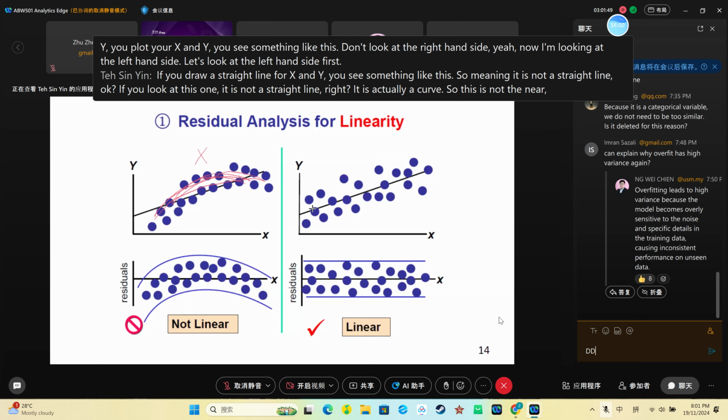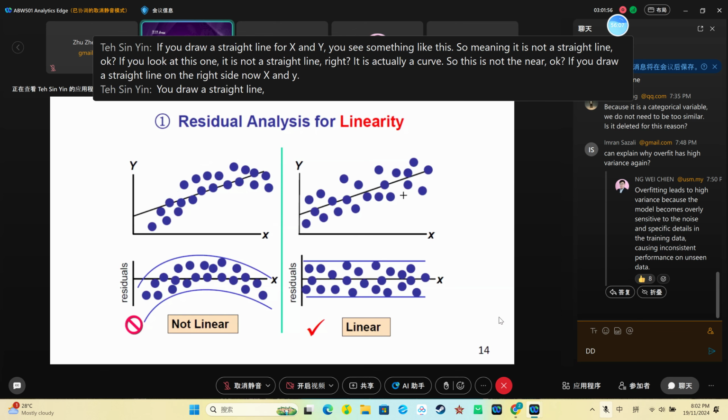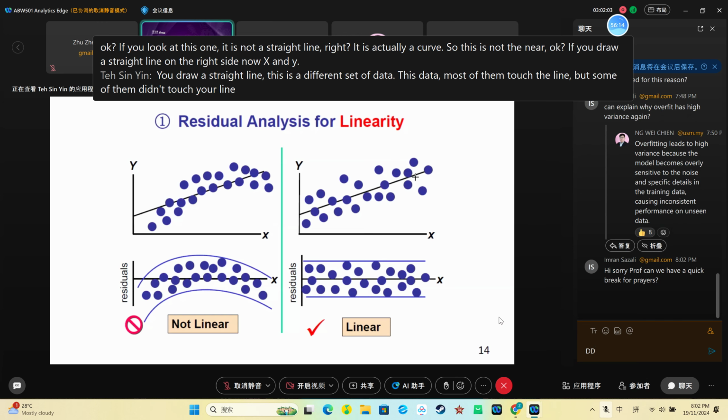If you draw a straight line on the right side now, X and Y, this is a different set of data. This data, most of them touch the line, but some of them didn't touch the line. However, you can see it is in an increasing trend.